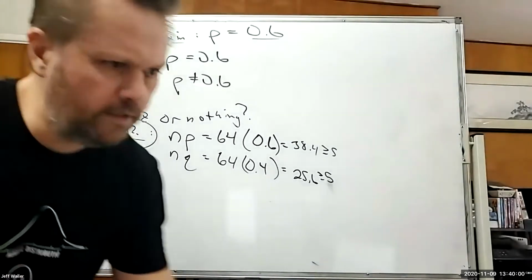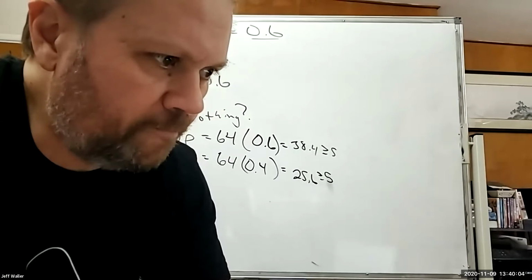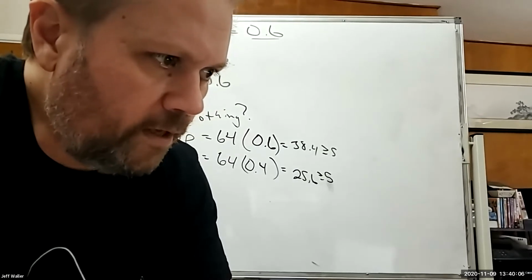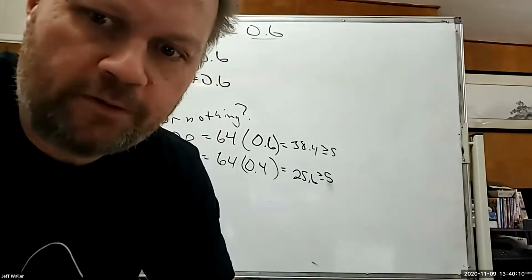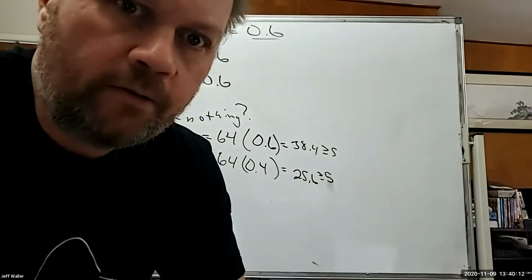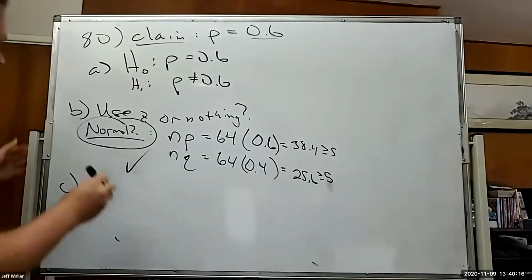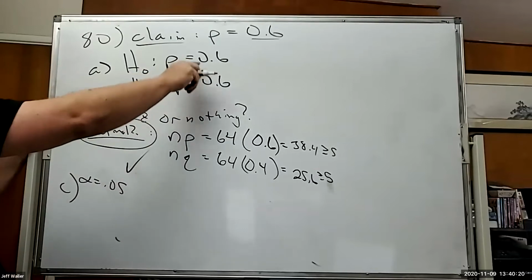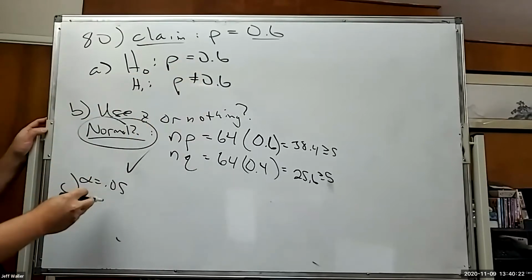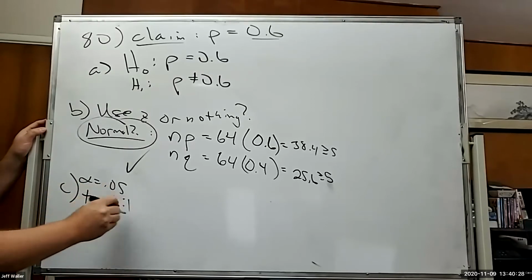What was alpha? Did they say? Another thing about this is they don't give us an alpha, do they? Somewhere they do say, what is the most commonly used alpha? Does anyone remember? 0.05. Yes. So they don't say you use 0.05. Is this a one or a two-tailed test? Two tails.